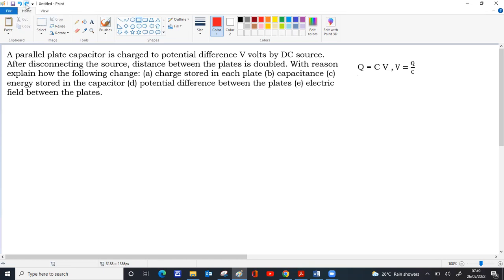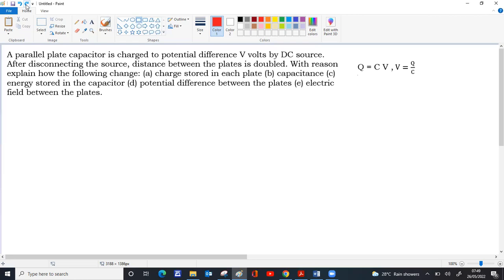So the basic formula for any capacitor is charge equal to capacitance into potential difference. So Q = CV. It can also be used as V = Q/C for calculating V if you know Q and C. It depends on what you know. If you know C and V, you can use Q = CV. If you know Q and C, you can find V as Q/C.